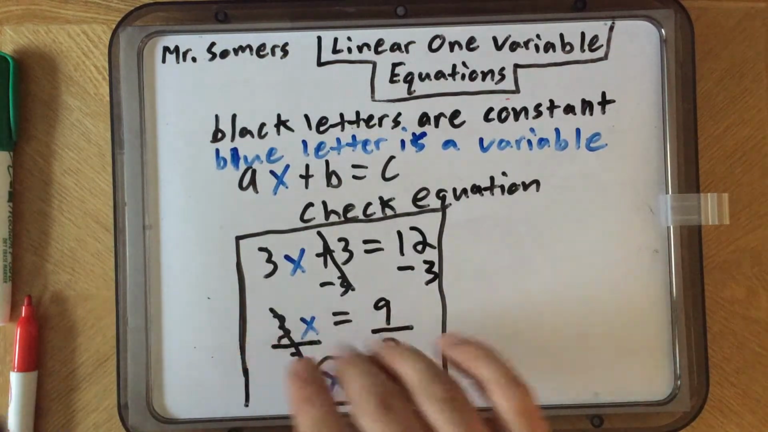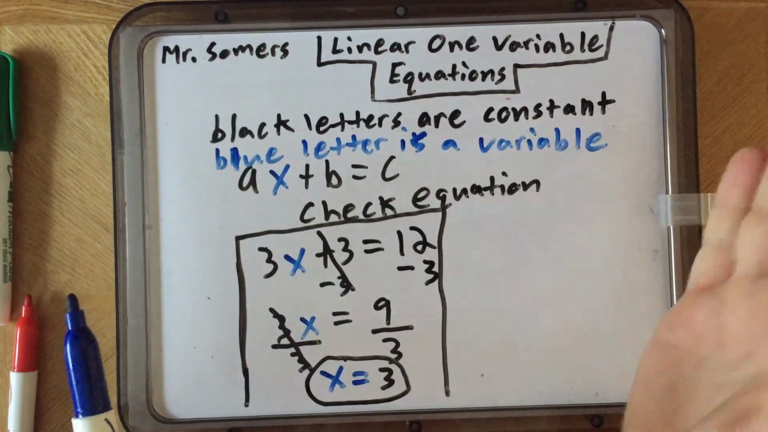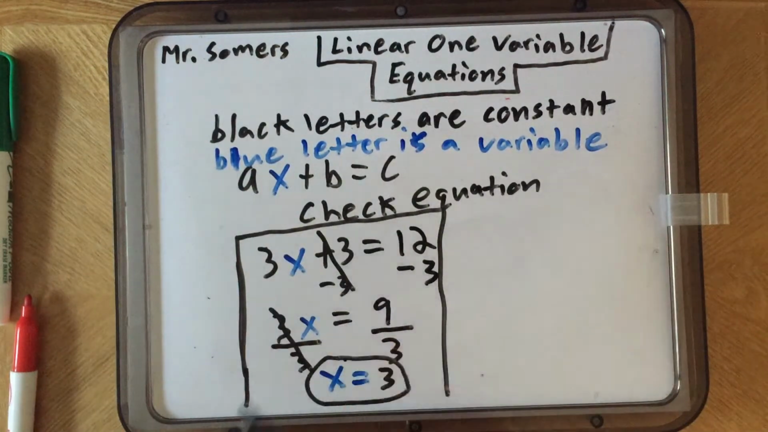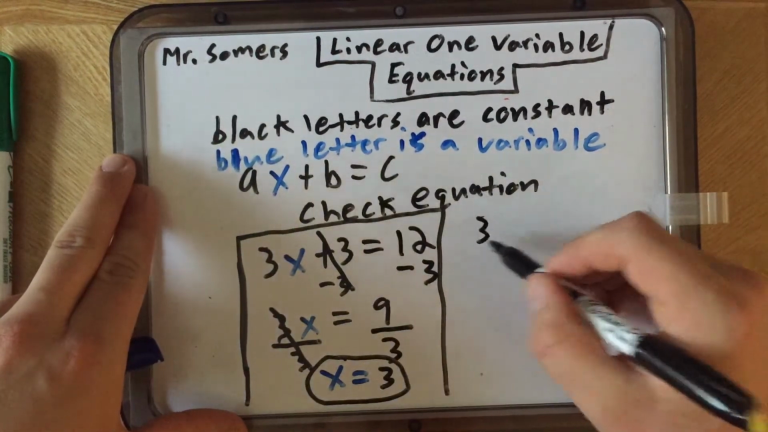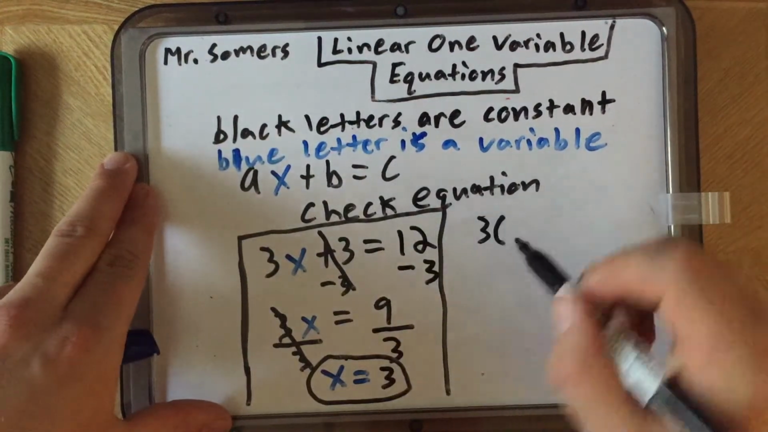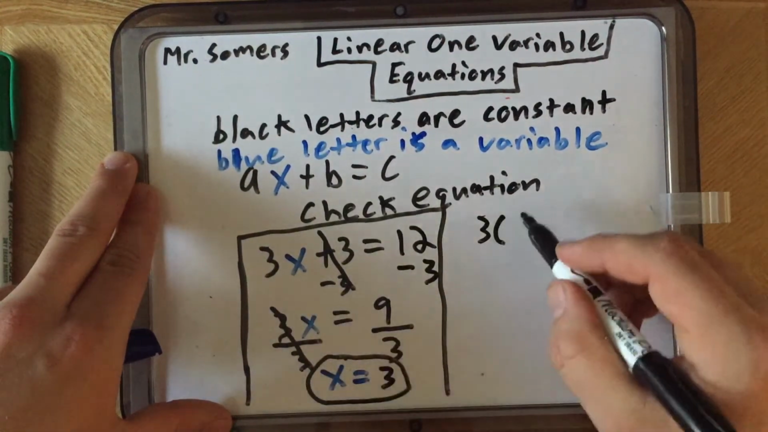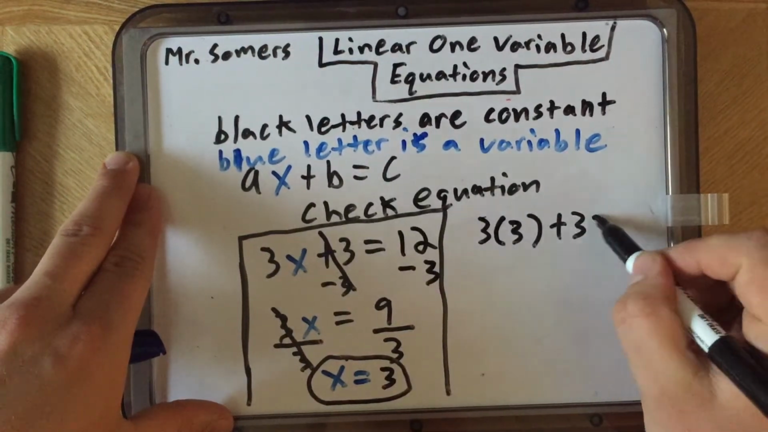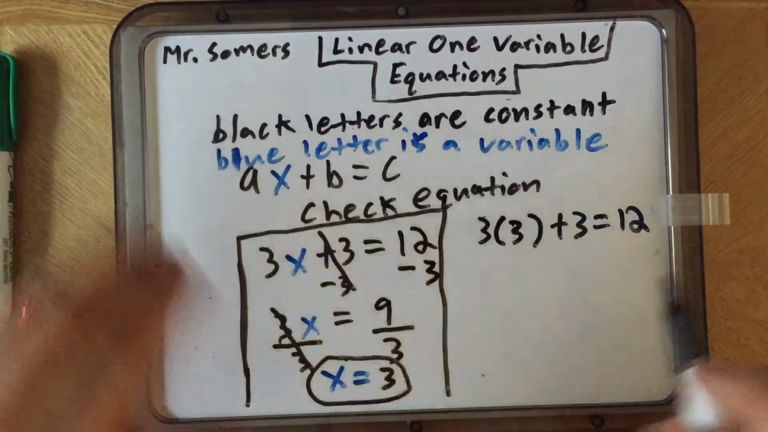Now they have to be equal. So if 12 is on the right, we want this side to equal 12 as well. To do that, we have to plug it in. So 3 times x, that's 3. 3 times 3 plus 3 equals 12.